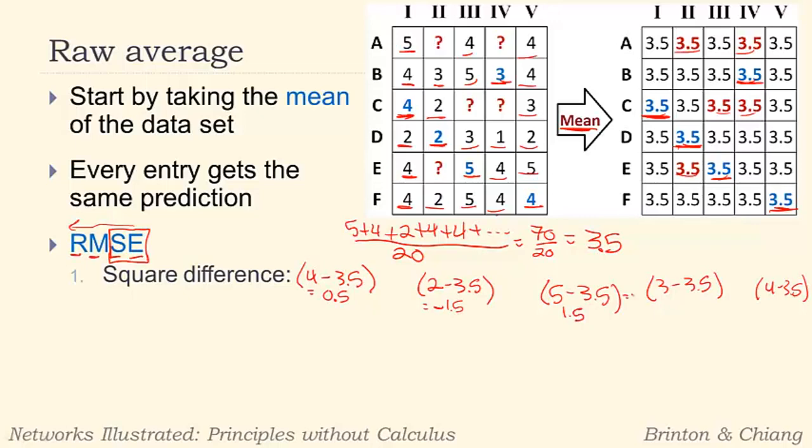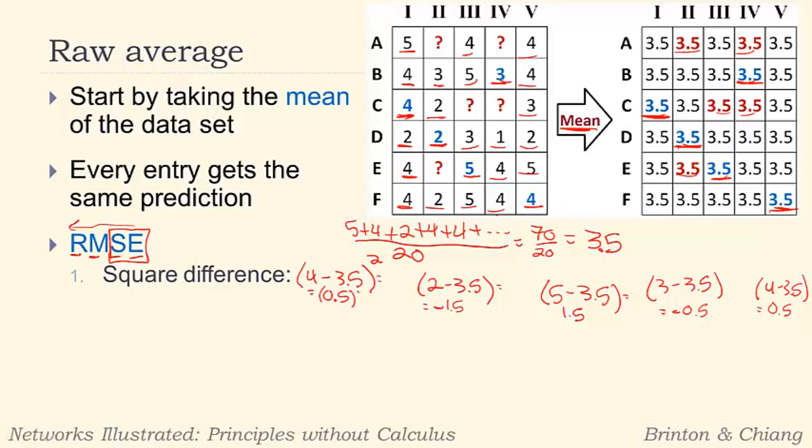So these are just equals over here. And 3 minus 3.5 is going to give us negative 0.5. And 4 minus 3.5 is going to give us positive 0.5. So now we need to square the differences, actually. And before we take the mean, we'll square the differences, okay? So then we take these values and we just square them all.